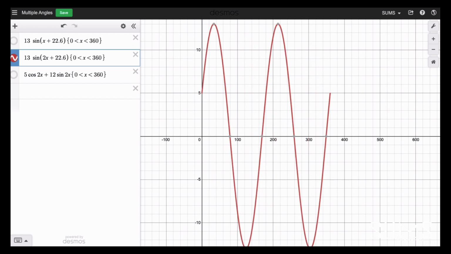Back to 2x, and as you can see here, just for clarity, the longer expression 5 cos 2x plus 12 sine 2x is exactly the same. It's just a different way of writing the same thing. So I hope that makes it a little bit clearer.